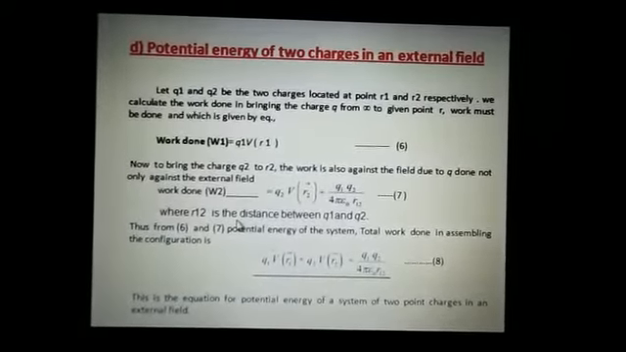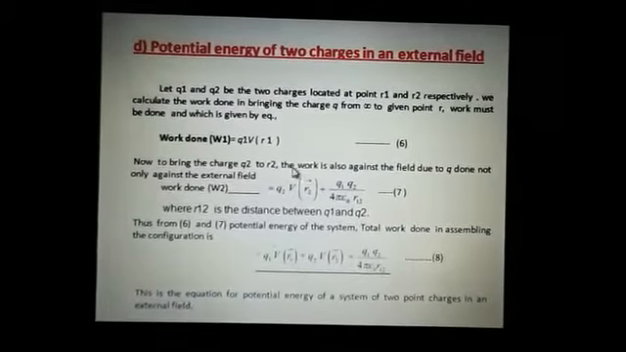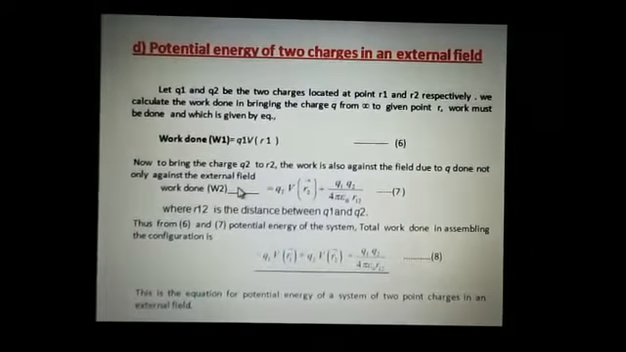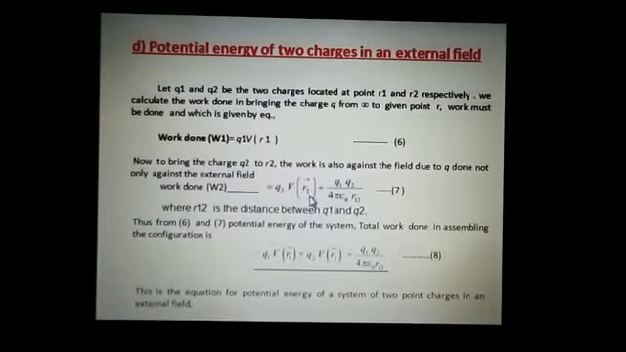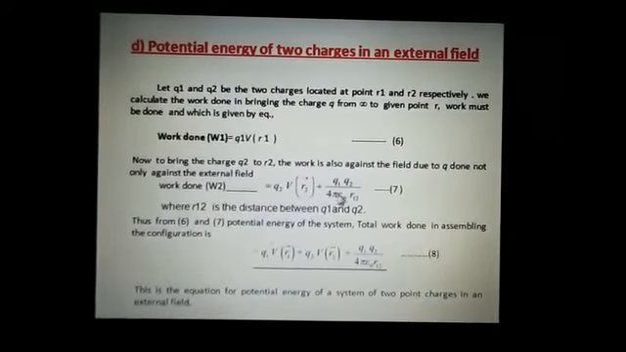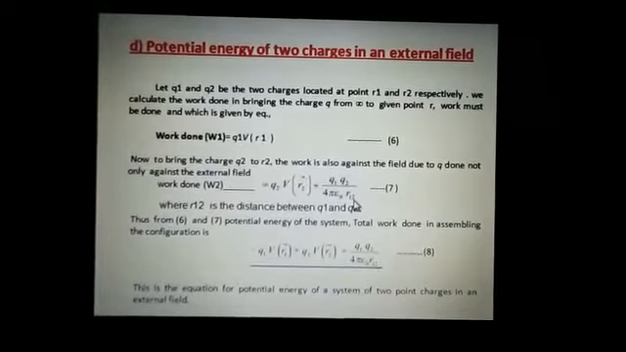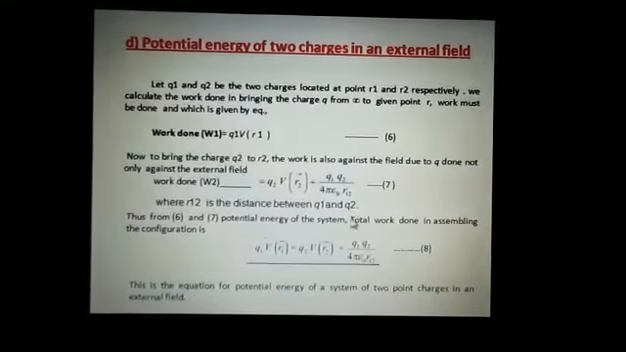Now we bring the charge Q2 to the position R2. The work done will be equal to Q2 into V(R2) plus Q1 Q2 upon 4 pi epsilon naught R12, where R12 is the distance between Q1 and Q2.